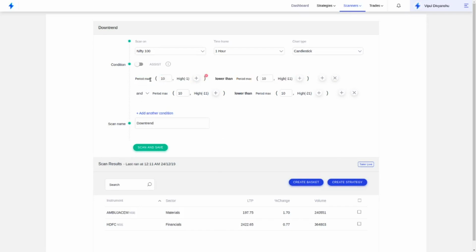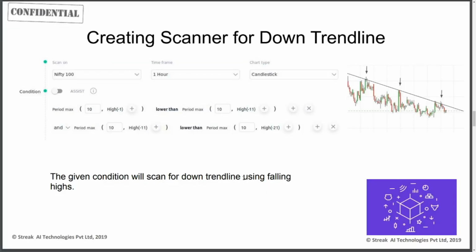I have just set period max of 10 candles should be higher for the high price. So basically I'm identifying the highest value of high in the last 10 candles. That should be lower than the highest high value of the previous 10 candles. Understand that clearly: the highest high of the current, latest 10 candles should be lower than the highest high of the previous 10 candles, indicating falling highs, correct?